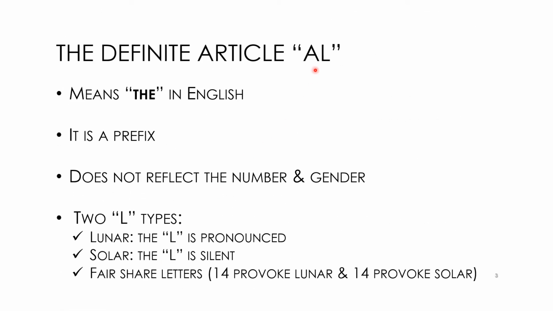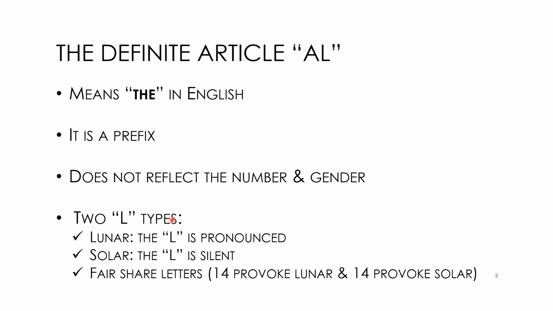In a nutshell, the Arabic definite article L means "the" in English. It is a prefix, which means it connects as a prefix to the original word. Also, it does not reflect the number or the gender, like, for example, the Spanish el, la, los, las. This information about the number and the gender reflects in other parts of the Arabic words.